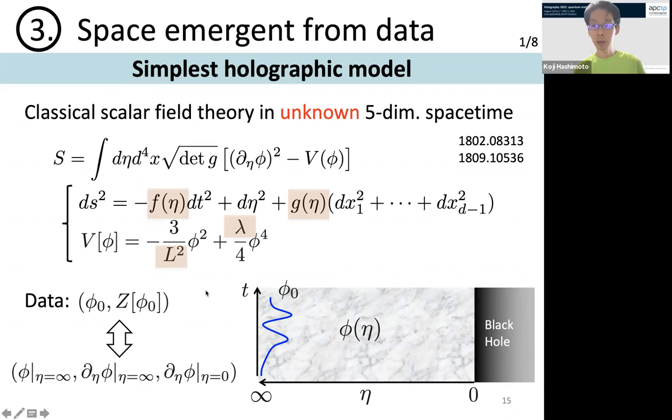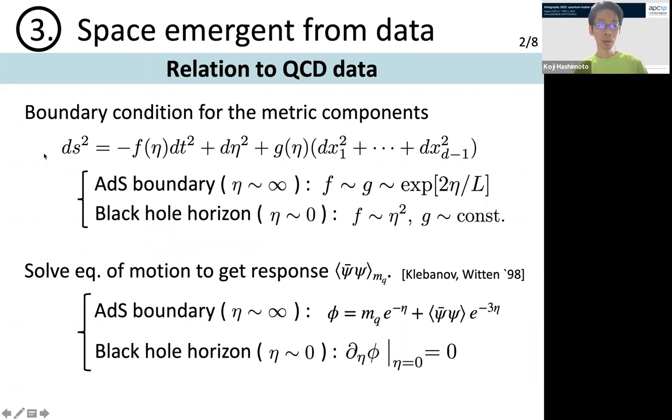So let me summarize the dictionary of AdS/CFT for this simple model. First, what is the constraint about the boundary condition of the metric components? I have two unknown functions, f and g, but f and g go to pure AdS when eta goes to infinity. This is the asymptotic AdS condition. The other condition is that at eta is 0, it goes to the black hole horizon. At the black hole horizon, this function f goes like eta squared, and the function g goes to a non-zero positive constant. So this is the standard black hole horizon condition. These two conditions need to be satisfied for the bulk reconstruction.